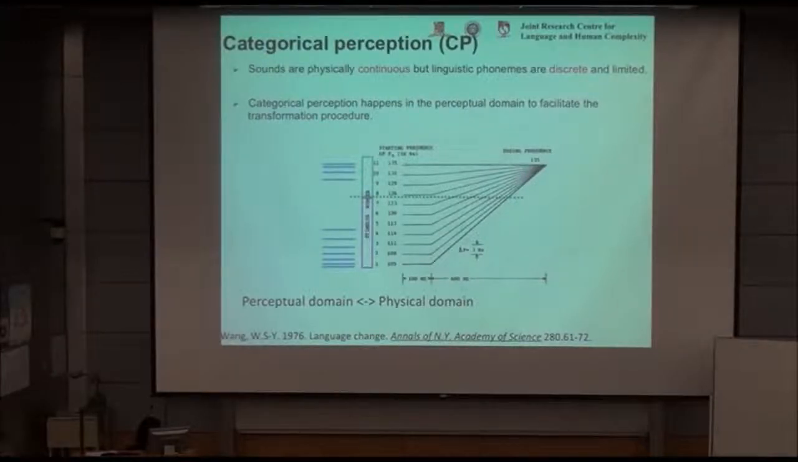Then we asked two groups of subjects to do an identification test and a discrimination test. For the identification test, okay, randomly select one stimulus and play it to the subjects. And subjects are instructed to identify which syllable they perceive, either yi or yi.